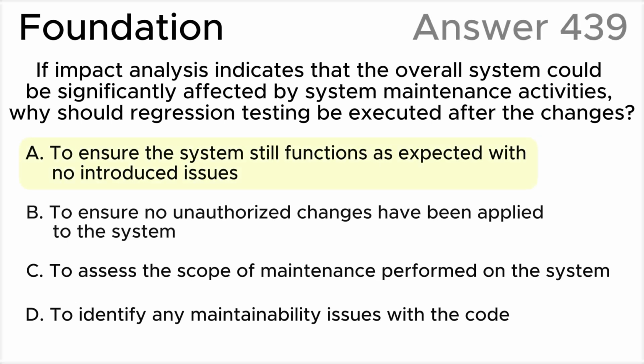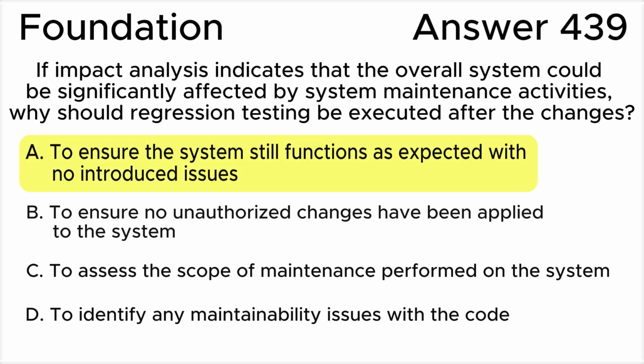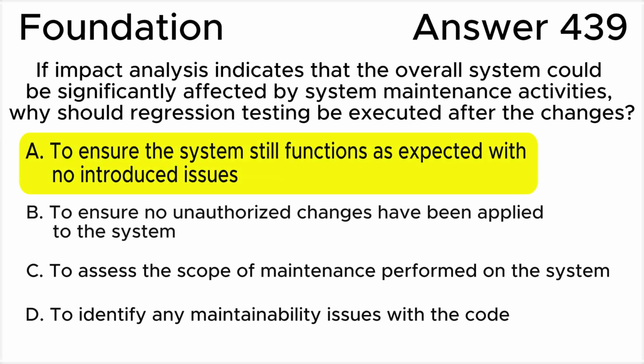Correct answer is A, according to ISTQB Syllabus and ISTQB Glossary. By definition, regression testing is looking for areas in which the system may have regressed, gone backwards. Regression testing is executed after changes to verify that the system continues to function correctly and that no new defects were introduced as a result of the maintenance activities. This ensures the integrity and reliability of the overall system.